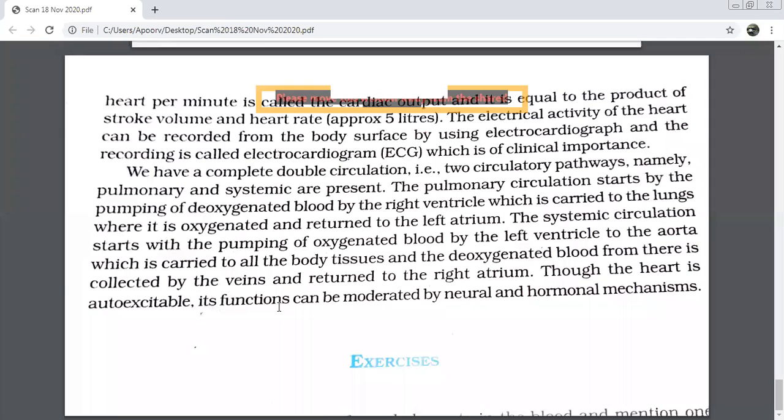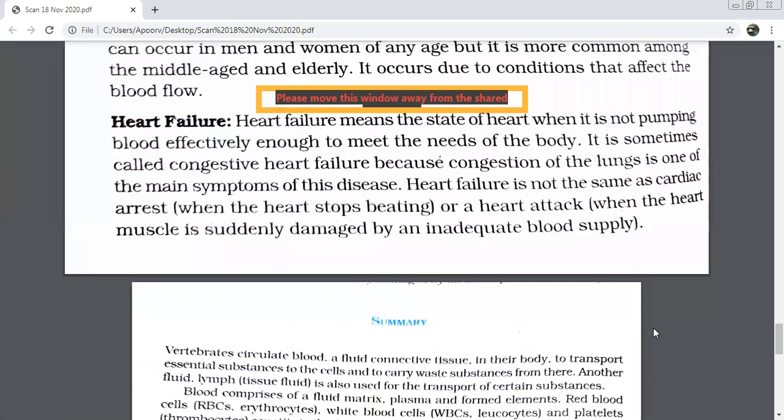Heart is auto-excitable, but its functions can still be moderated by dash and dash mechanisms. Which two mechanisms? Neural and hormonal. And what is the full form of ECG? Electrocardiogram. What is the full form of SAN? Sinoatrial node. What is the full form of AVN? Atrioventricular node.